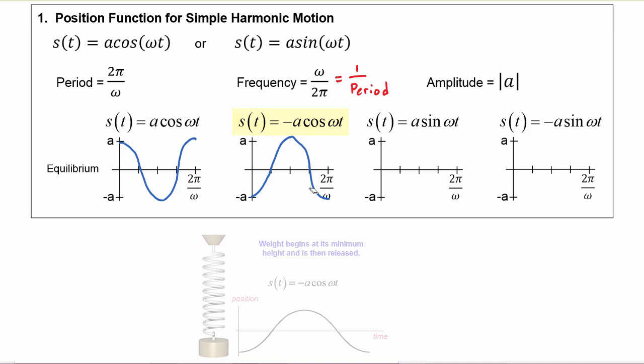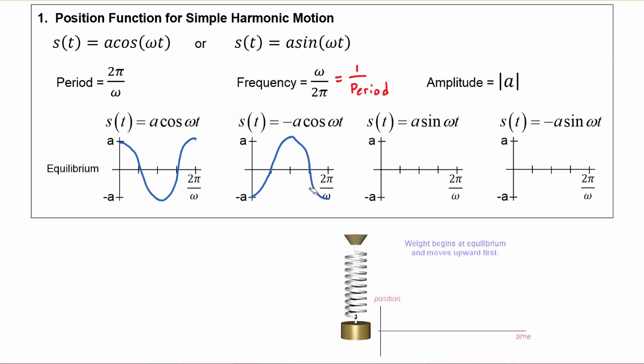If the weight on the spring begins at its equilibrium position and moves upward first, and we plot the oscillation over time, we see that that will trace out a positive sine wave. So s of t equals a sine omega t will start at equilibrium, go up to its max, come back to equilibrium, down to the min, and end at equilibrium.